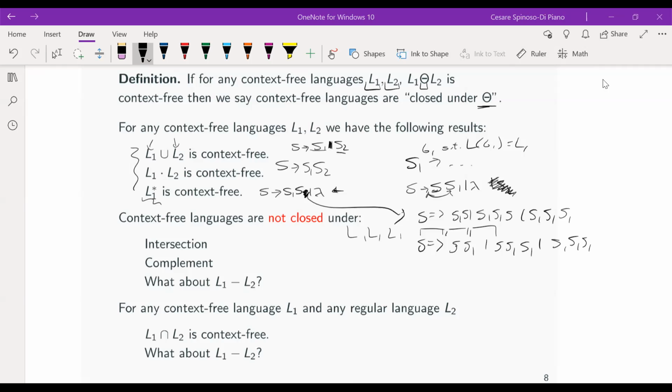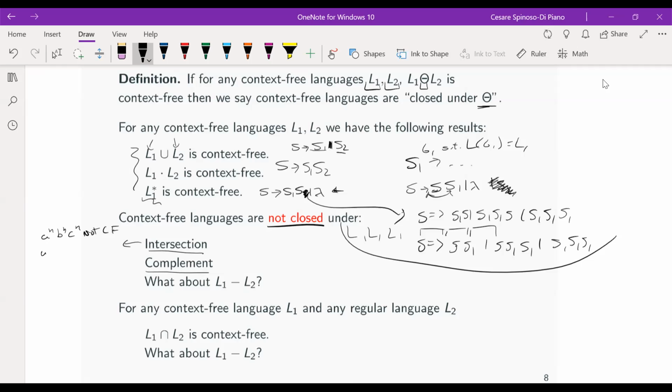Then there are other closure properties, which are ones that don't hold, and you have to be pretty careful about them because you can get tricked by these. The context-free languages are not closed under intersection and complement. One reason why they're not closed under intersection is that you're going to see in lecture that a^n b^n c^n is not context-free.